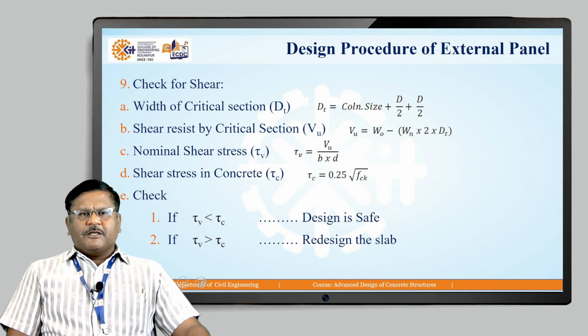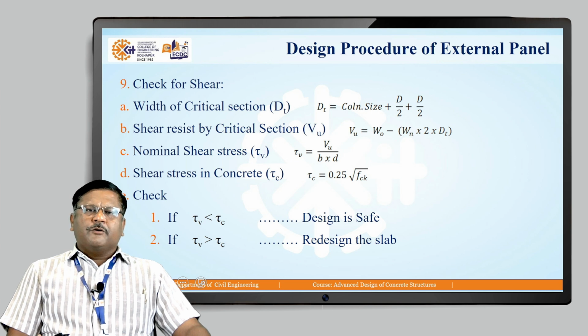Now, the shear check procedure we already discussed in internal panel. What is the procedure? First of all, calculate the width of critical section dt, column size plus d by 2 plus d by 2. Shear resisted by critical section Vu is equal to total load on the slab minus factored load multiplied by 2 into dt. Calculate nominal shear stress tau V. Tau V is equal to Vu upon Bd.